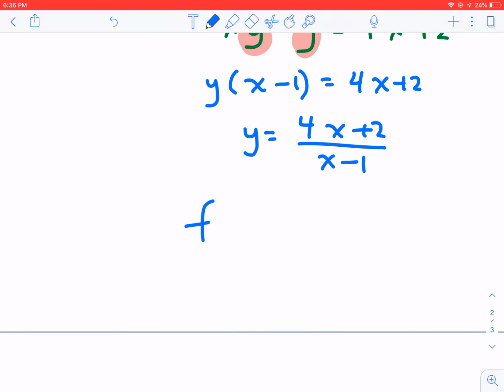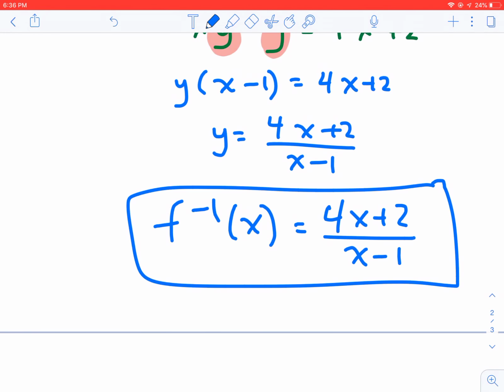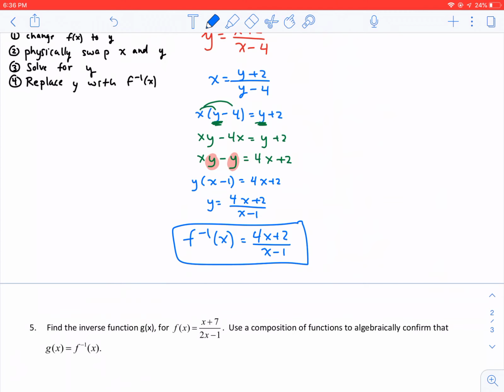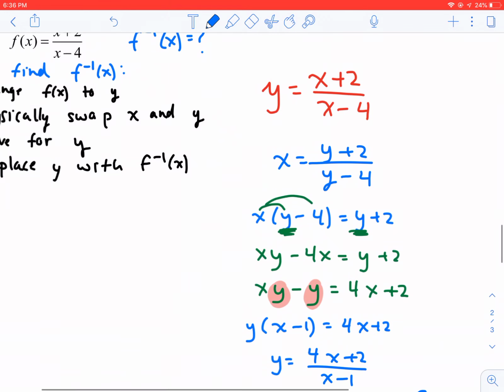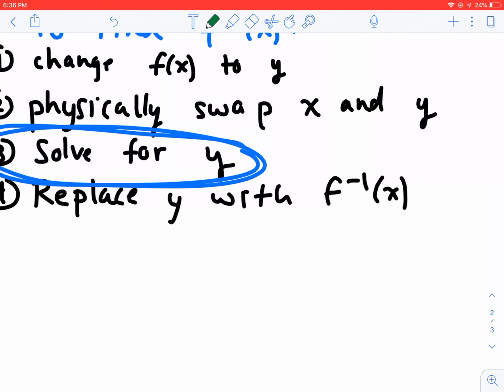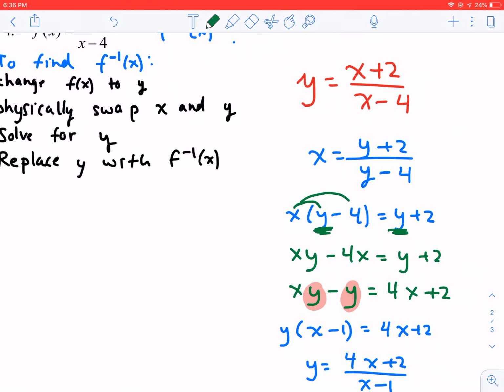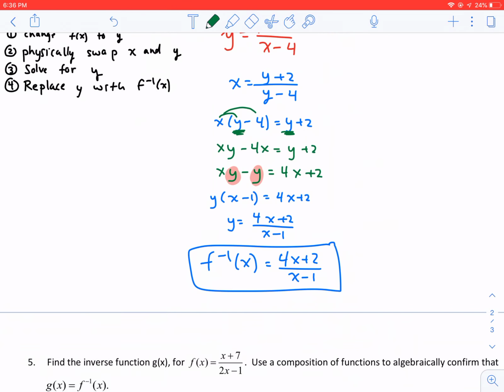And our last step is to replace y with the inverse function notation. This is our inverse function. And that is it. So the trickiest step here is solving for y. Right, sometimes the equations can be a little challenging, usually not too bad though, just like what we did right now. So solving for y, you might have to get the y's on the same side and undistribute or factor it out. But there we go.